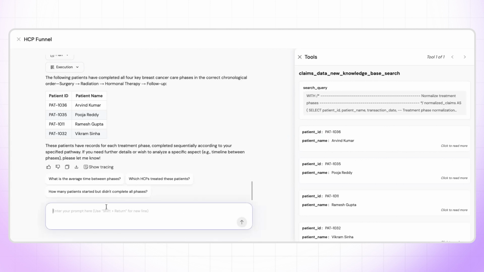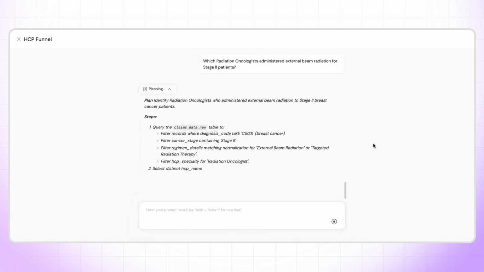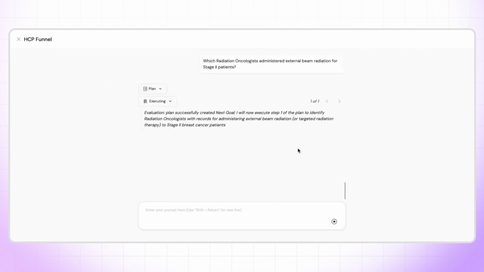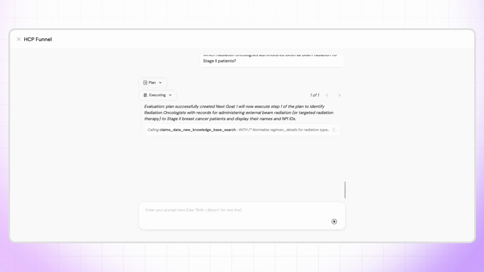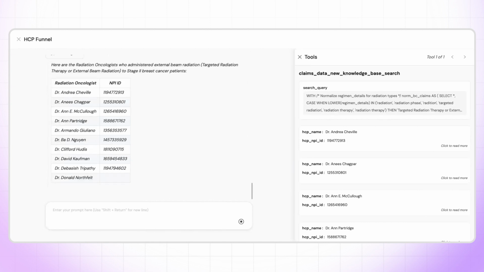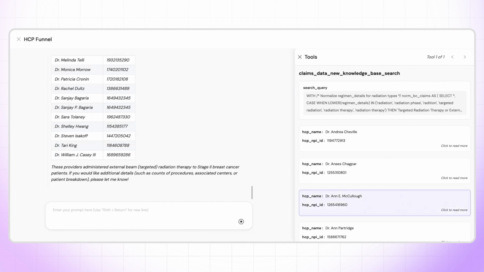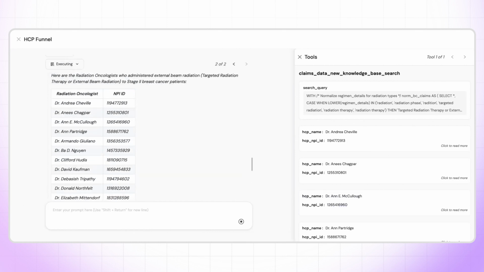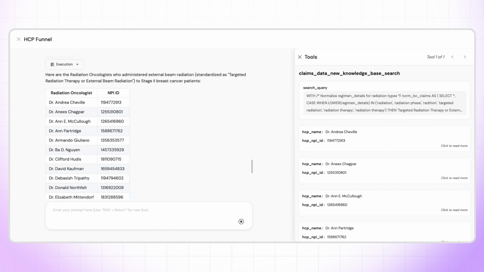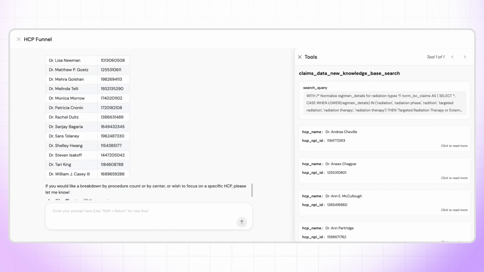For example, which radiation oncologist administers external beam radiation for stage 2 patients? Let's just understand how our agent will be able to answer it in a very quick fashion. Again, with the human readable format, and everything is visualized. Here is the data, again with respect to the radiation oncologists and their NPI ID. Everything is available in a minute.